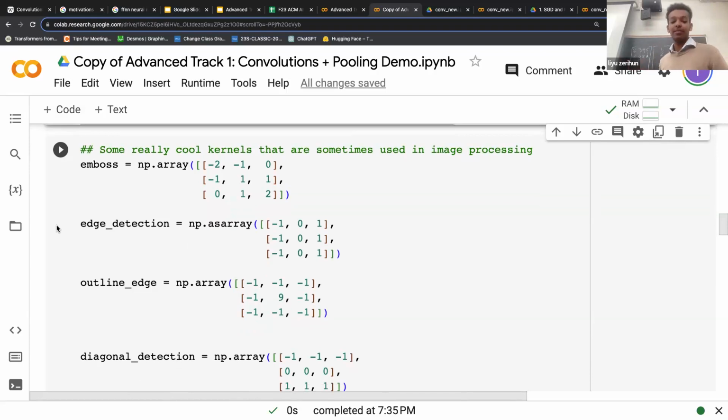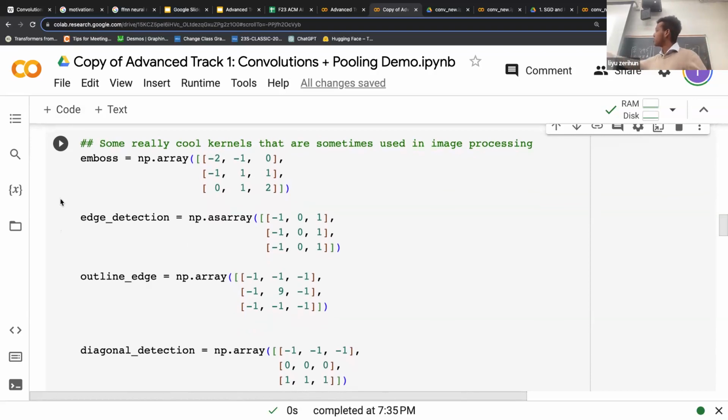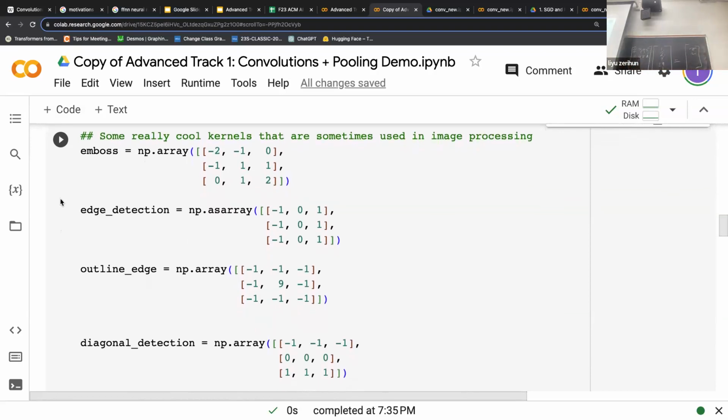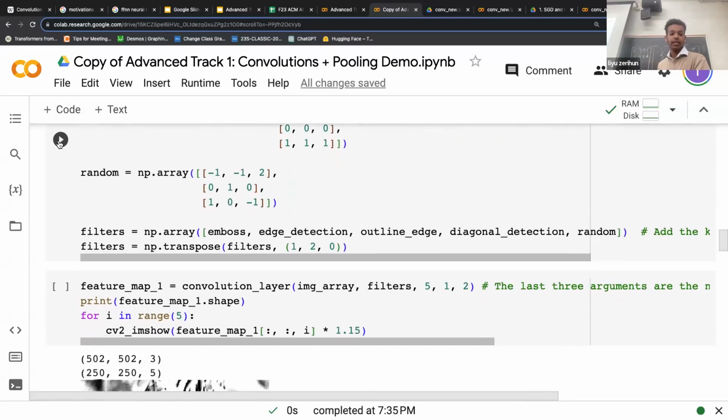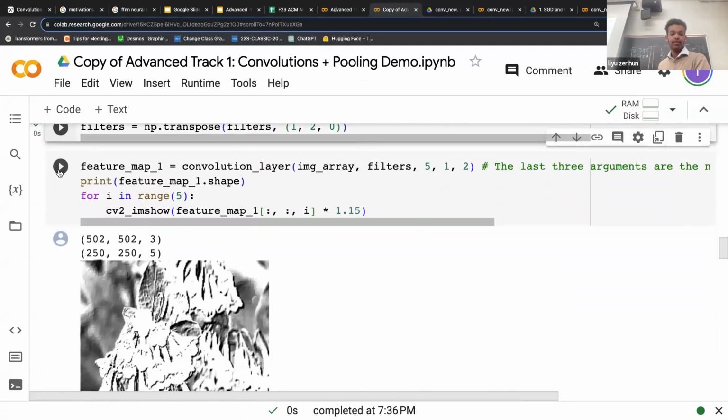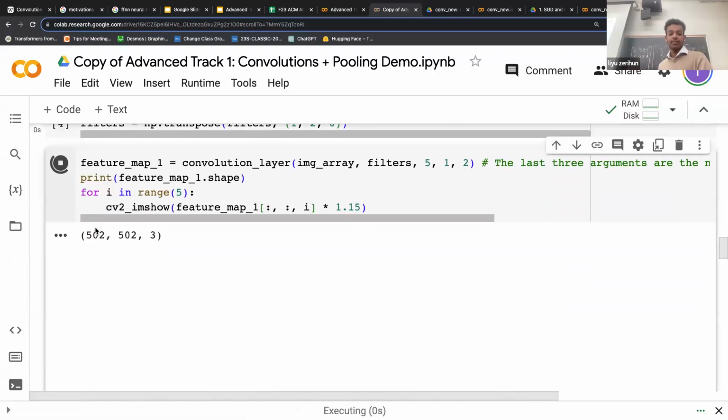It abstracts everything. So these are the different kernels we're going to apply to the image. The first is called an embossed kernel. It essentially gives the image a 3D feel. And the second is an edge detection, outline edge, and diagonal detection. From the names, you can sort of guess what these kernels would bring. They're detecting edges, they're outlining the image, and so on, right? Let's load that in. And now we're going to see how these kernels affect the image.